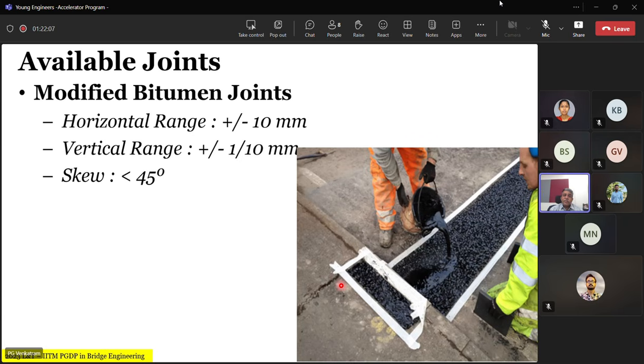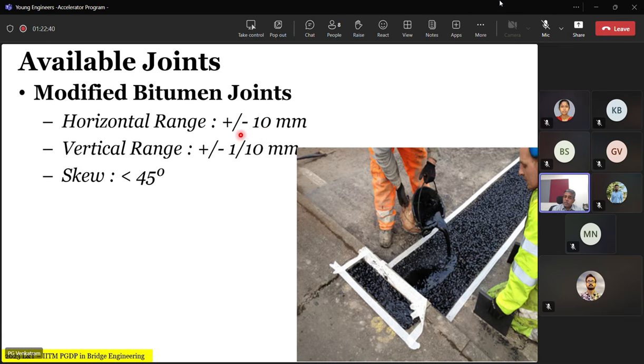Then you have something called asphaltic plug or modified bitumen joints. Basically, it's a material that straddles the two decks, and it is nothing but bitumen, but it has a little more plasticity in it, so that it withstands movement without going into fracture. So it can withstand a little larger set of movement, 10 mm.